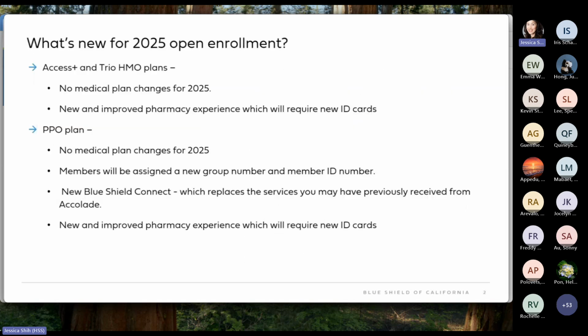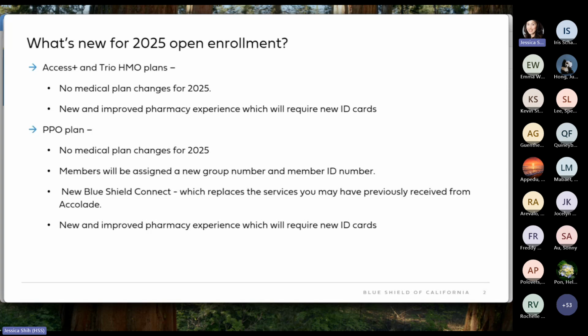What's new for 2024 open enrollment? For the Access Plus and Trio HMO plans, as well as the PPO plan, there are no medical plan changes for 2025. The benefits you have for 2024 will be the same benefits you'll have for 2025.